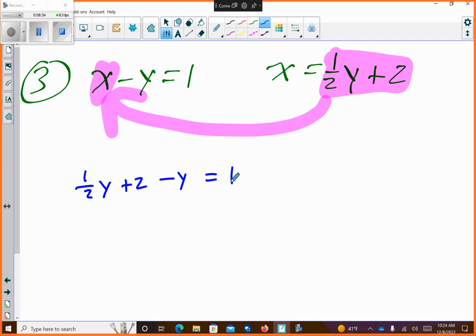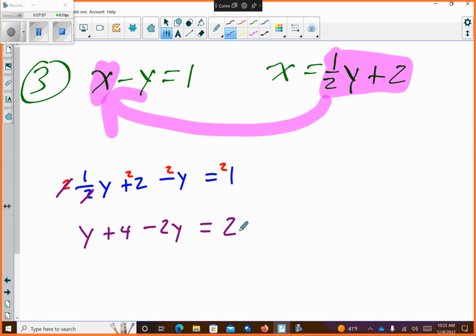What can I do to get rid of the fraction? Multiply it. Exactly. Remember, we're working smarter, we're saving time. Saving time means more time on your phone. So let's multiply everything by 2. And when I do that, this cancels, and that just leaves me y. This gives me plus 4, and this gives me minus 2y, and this gives me 2 times 1, which is 2.